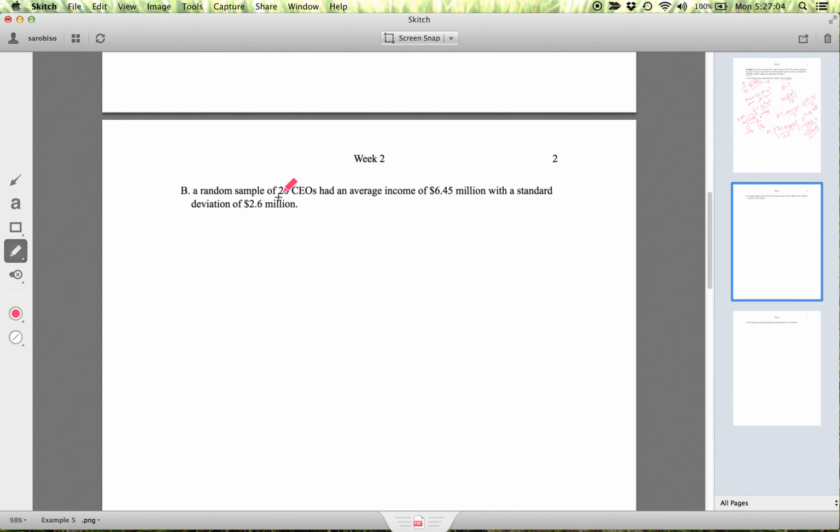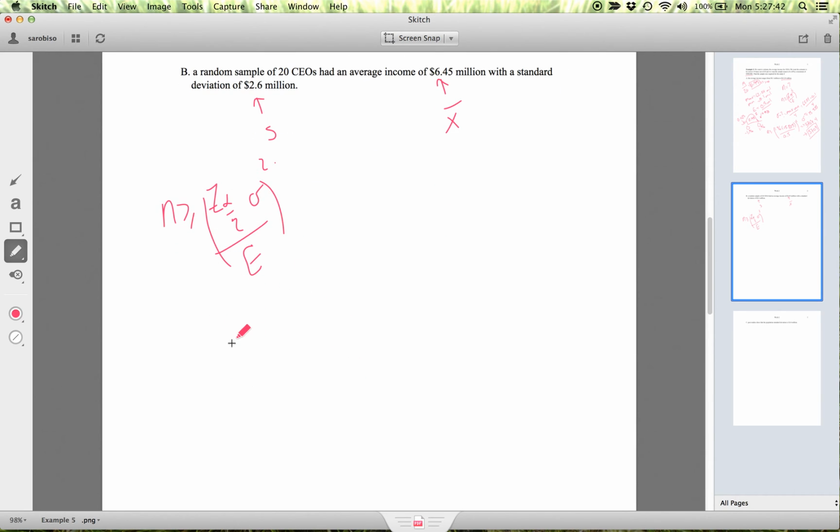Okay, so a random sample of 20 CEOs had an average income of 6.45 million and a sample standard deviation. So here is s, here is x bar. These are information from a sample. So this is just a very small sample, but we want to see just how large our sample should be. Again, remember our sample size calculation is that you need to have your z alpha over 2 multiplied by sigma divided by E, and then you take the square of that. Again, we know the value for z.